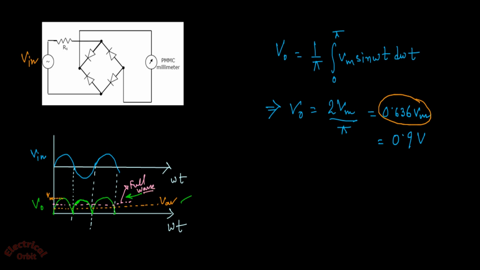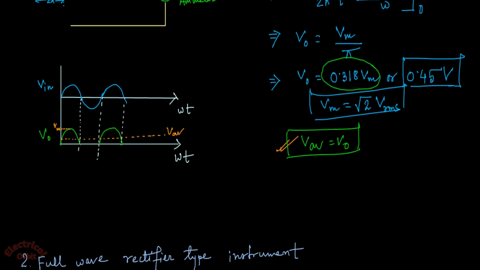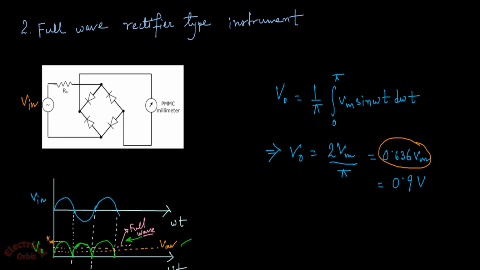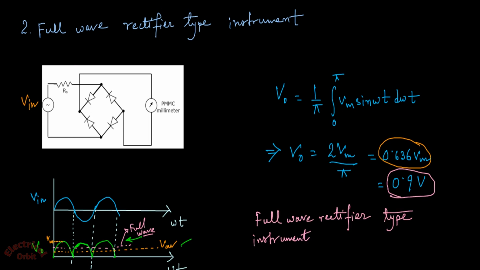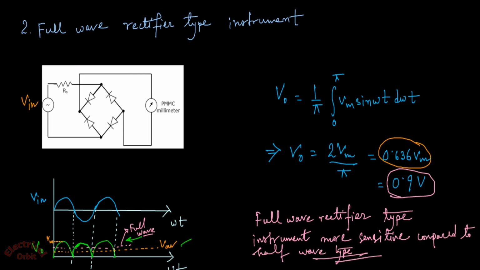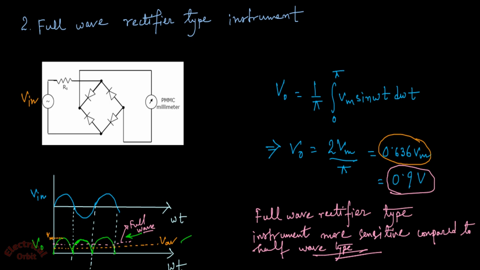So what comparison have we found compared to the half wave type? In the half wave type we got the average output voltage of 0.45 V, and here we have got an output of 0.9 V. So the full wave type instrument is more sensitive compared to the half wave type. That is the conclusion we have obtained.